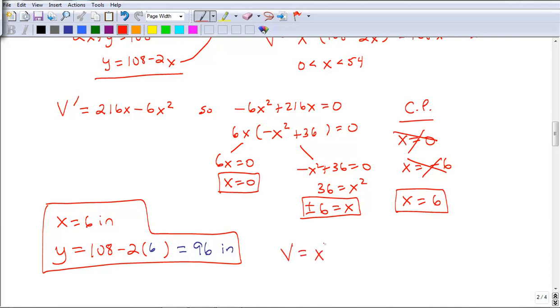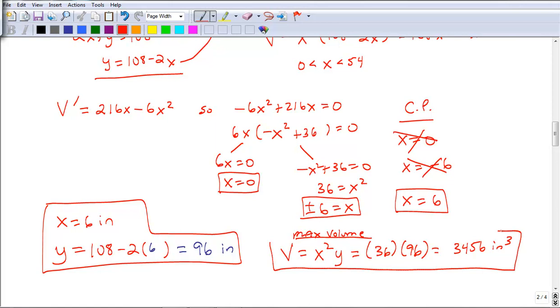To find the maximum value, I do x squared y, which is 36 times 96. And that gives me the largest volume, which is 3456 inches cubed, because it's a volume. So this is the max volume of 3456, and here are the dimensions.